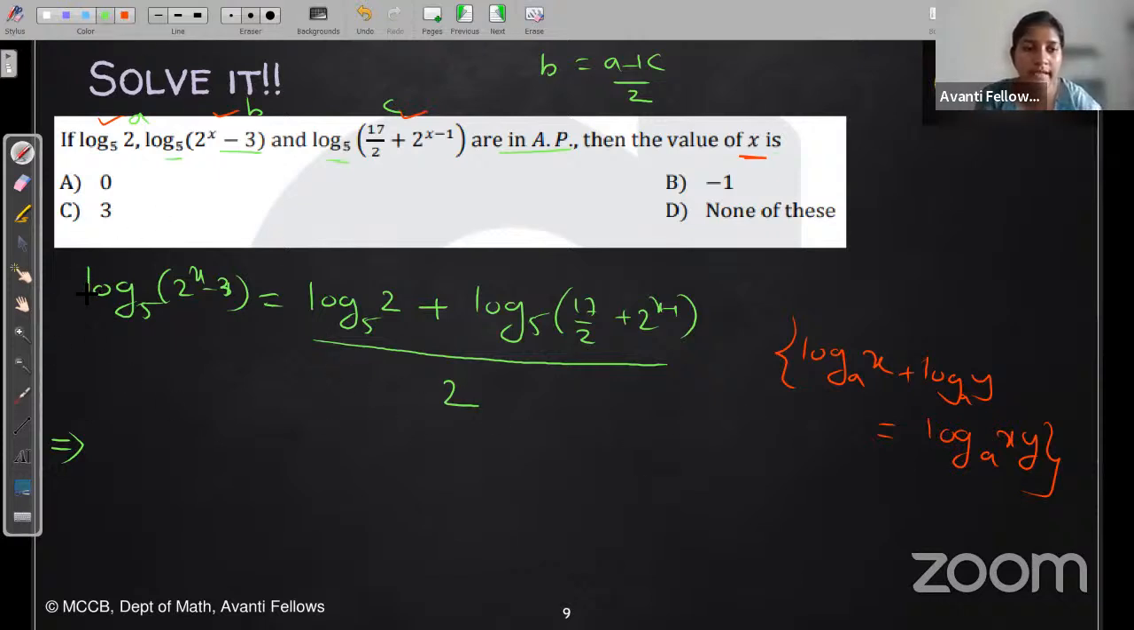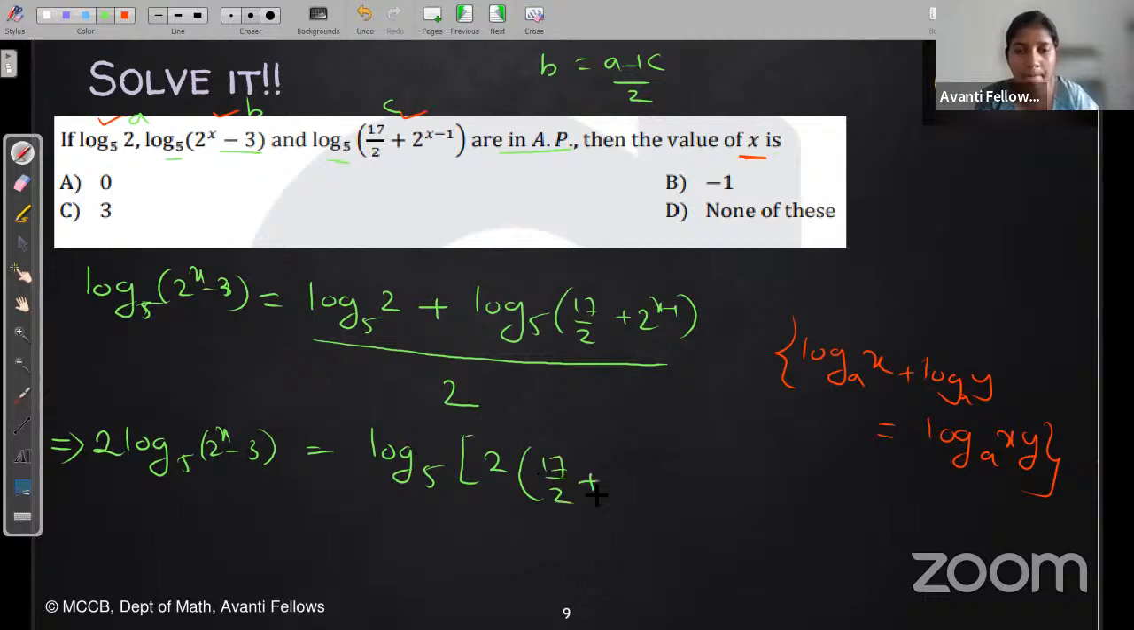So if I shift to the other side, it will be what? 2 into log of 2 raised to x minus 3 to the base 5, right? Wait, I'll write one more step. No issues. Okay. And this is going to be log to the base 5, 2 into 17 by 2 plus 2 raised to x minus 1.